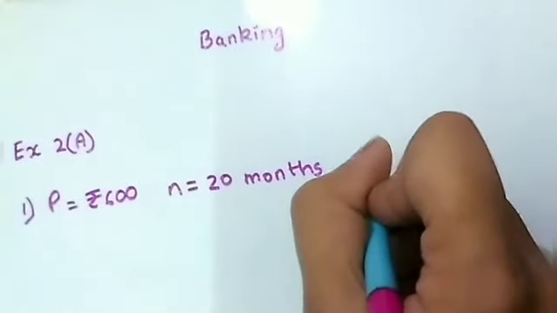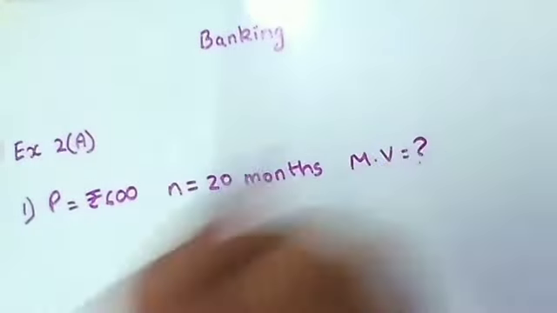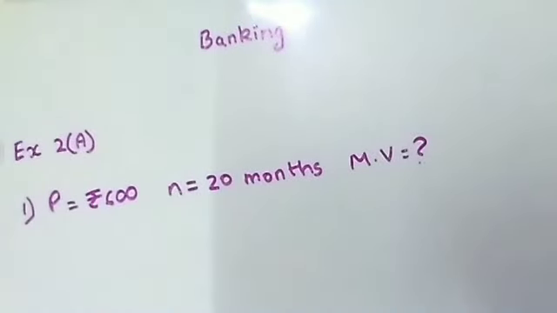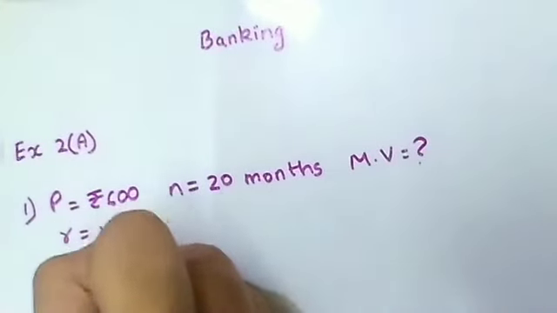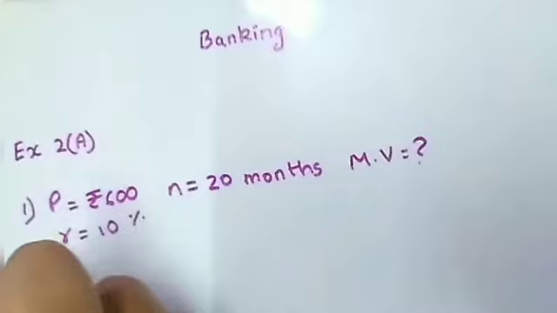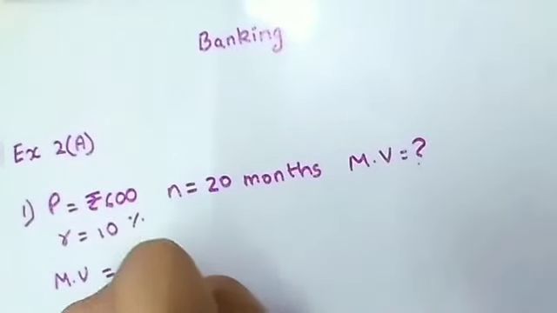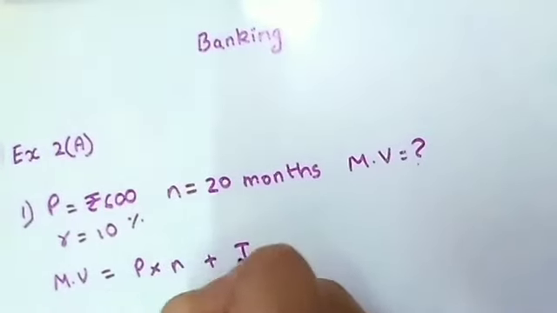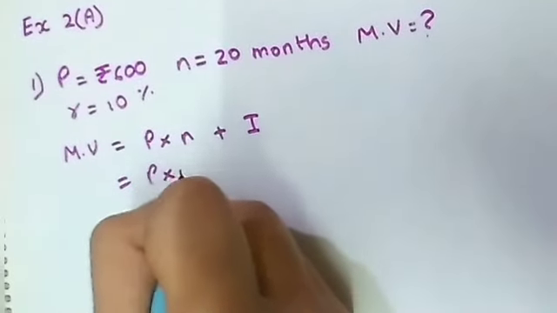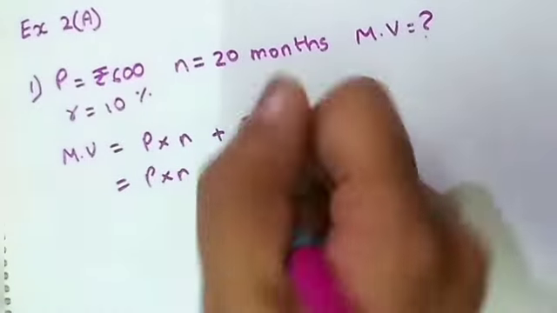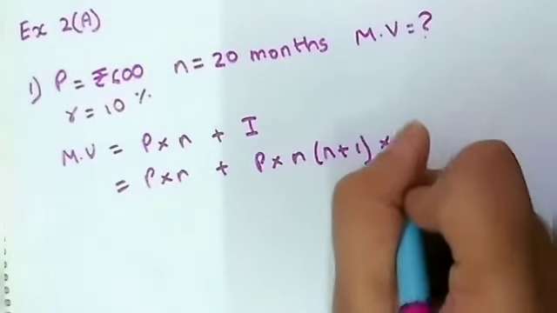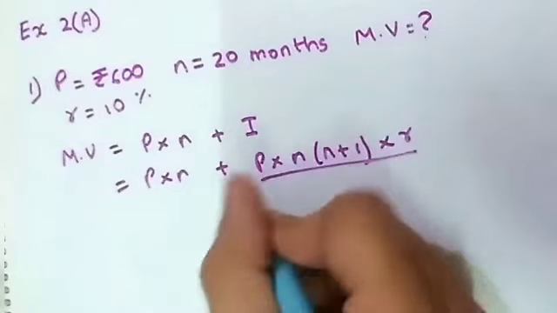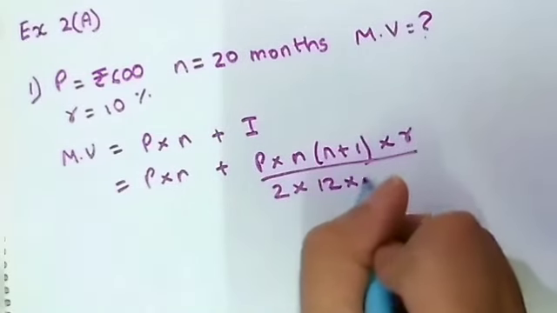So we have to calculate the MV, therefore MV is equal to question mark. If the bank pays interest at the rate of 10% per annum, therefore R is equal to 10%. So what is the formula for MV? MV equals P into N plus I, which is equal to P into N. What is the formula of I? P into N plus 1 into R divided by 2 into 12 into 100.